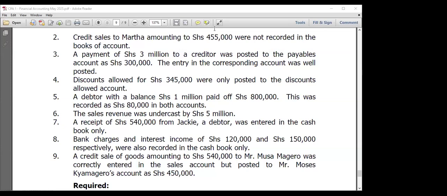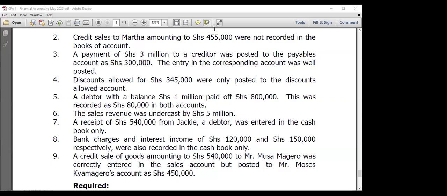Hamisi, suspense account doesn't have a normal balance. Depending on the trial balance, for example, whichever side has a bigger figure, if it is the debit side that has a bigger figure, your suspense account will have a credit balance. If your credit side has a bigger figure, your suspense account is going to have a debit balance.